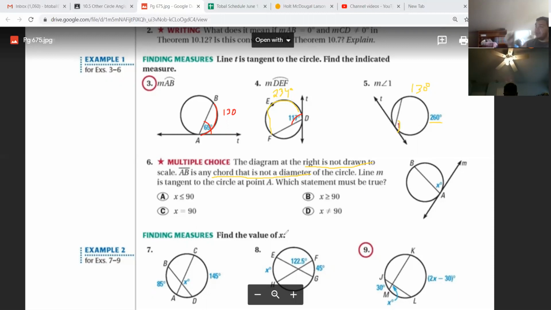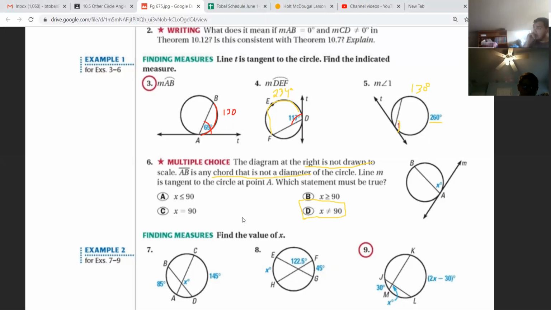Once again, a diameter forms a 90-degree angle, which means the reverse is true also. If it's not a diameter, then it's not 90 degrees. And the one that represents that is option D. Again, it has to be a diameter in order to be 90 degrees. But if it's not a diameter, it can't be 90 degrees. All right. That's for 3 to 6. Any questions on that at all?